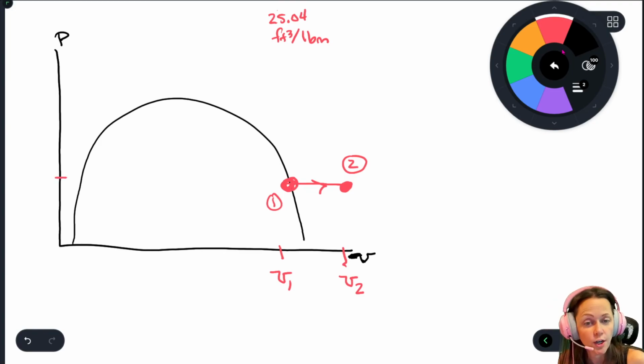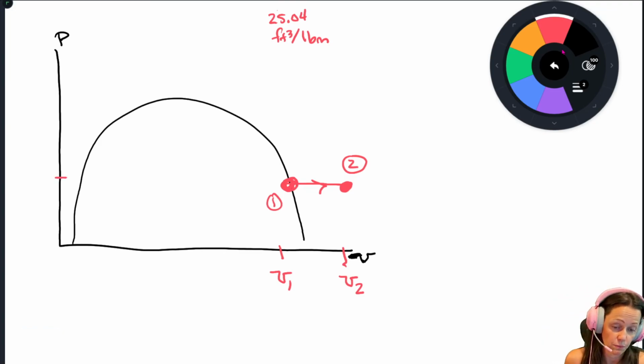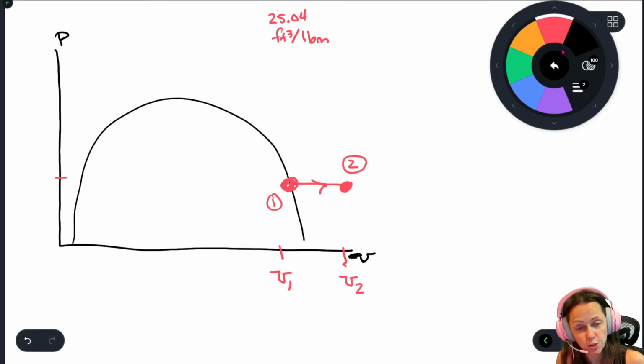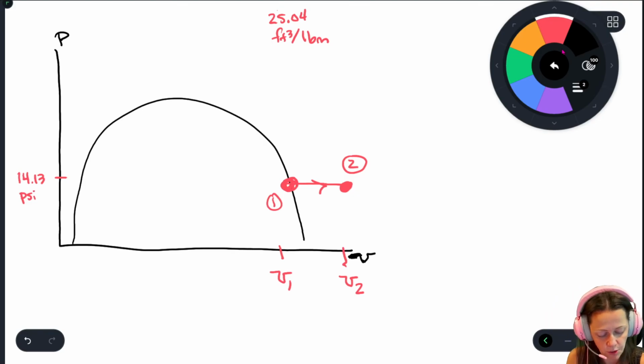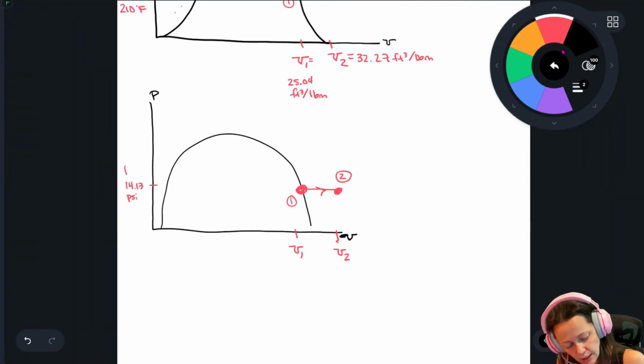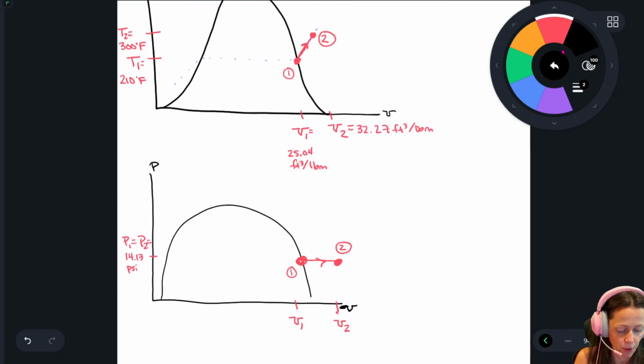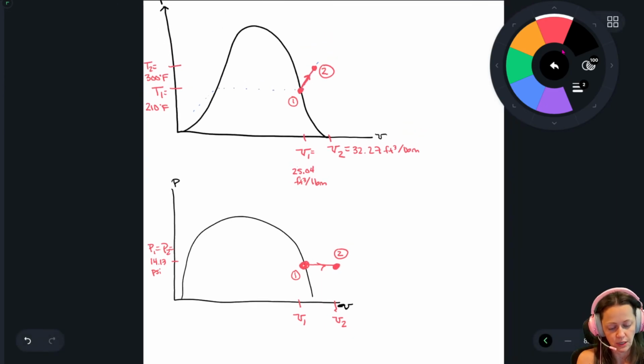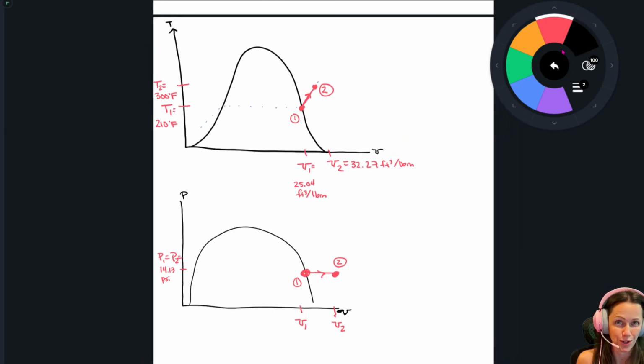This pressure right here, we've already calculated, was our saturation pressure at 210 degrees Fahrenheit, so it's 14.13 psi. That's our pressure, and I've clearly labeled that. That's P2, same as P1. I didn't put a number on that diagram for V1 and V2 because I've already put them other places. It tells the story and gives me all the information there, and I don't have to look too hard for it.